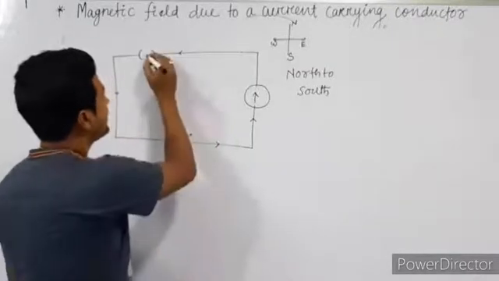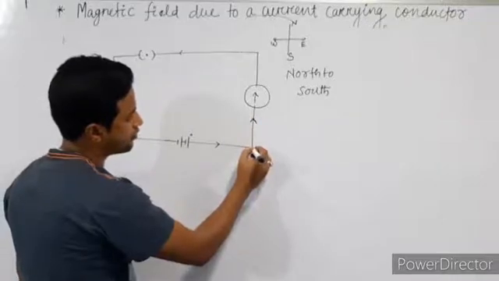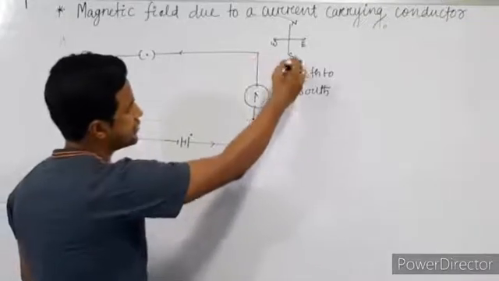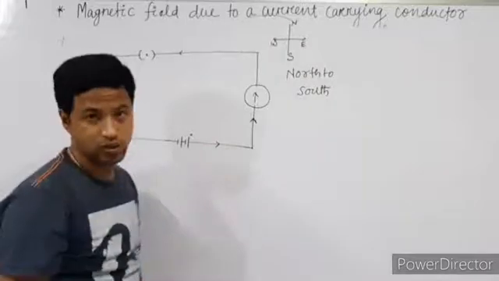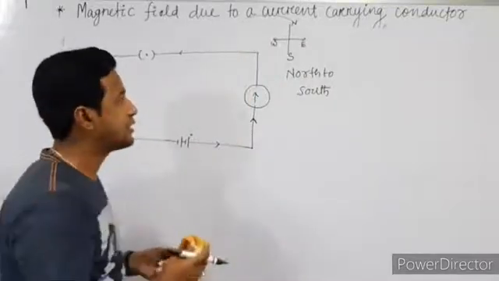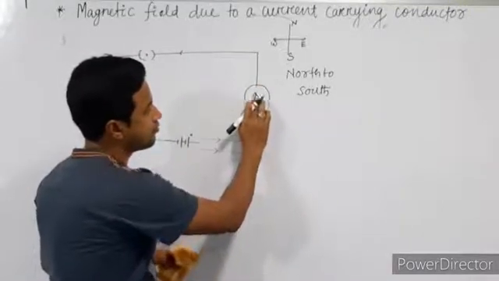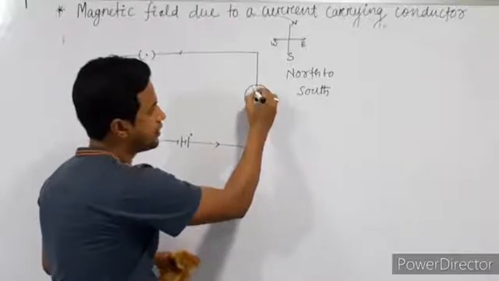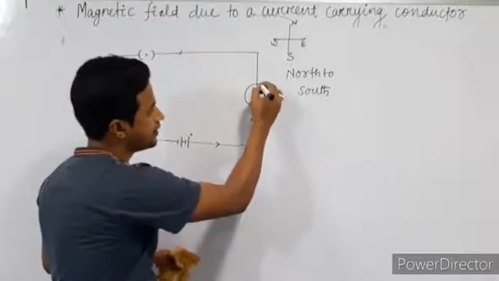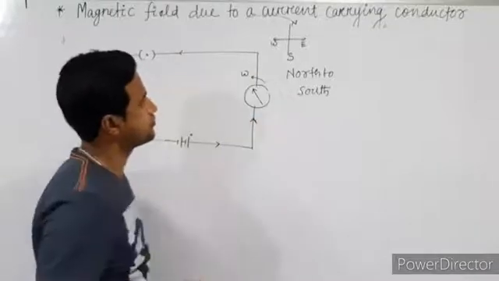So when the current key is on and current is flowing, as you observe, the current is going in this direction. It means it is going from south to north. At that time what will happen? The deflection will be towards the west. It means the direction of the needle will be like this. It is deflected towards the west.